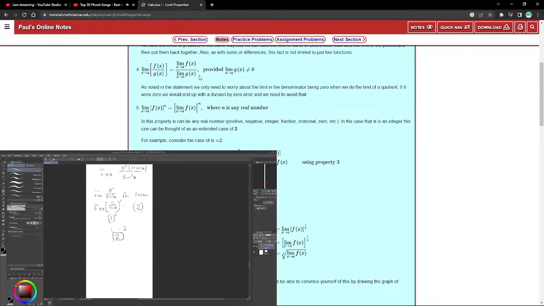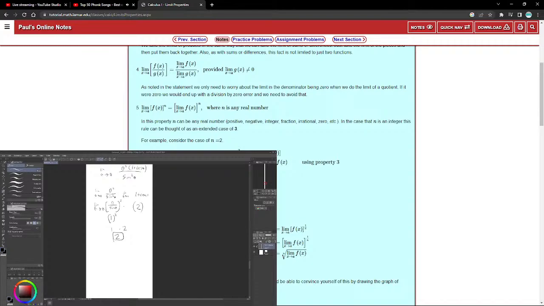Alright. This one you divide. You can divide them, unless the denominator is 0. As noted in the statement, we only need to worry about the limit in the denominator being 0 when we do the limit of a quotient. If it were 0, we would end up with a division by 0 error, and we need to avoid that. And then the other one, you can put the exponent on the outside, where n is any real number. So in this property, n can be any real number: positive, negative, integer, fraction, irrational, 0, etc.